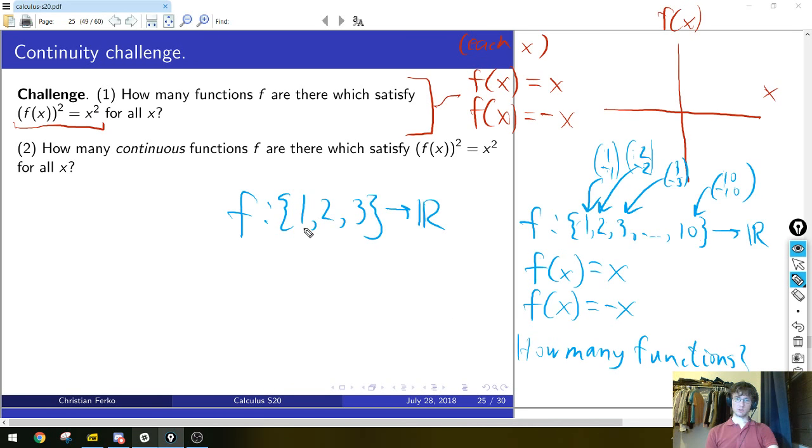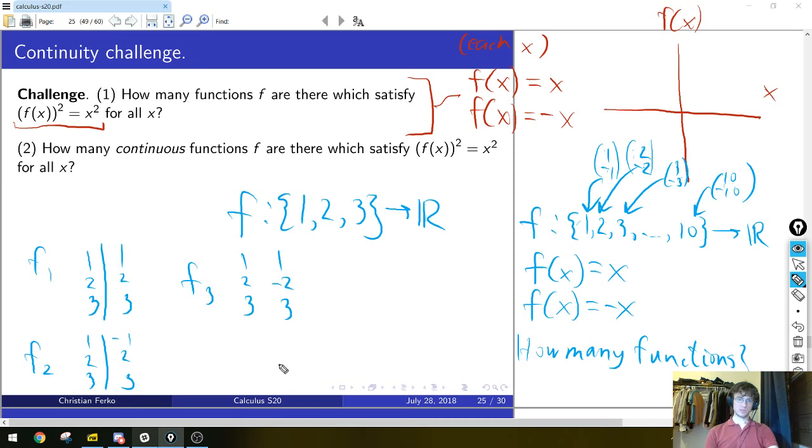I'm just going to write all of the functions. Function 1: 1, 2, 3 maps to 1, 2, 3. That's one function. Function 2: 1, 2, 3 maps to minus 1, 2, 3. Okay, function 3: 1, 2, 3 maps to 1, minus 2, 3. Okay, now I understand.